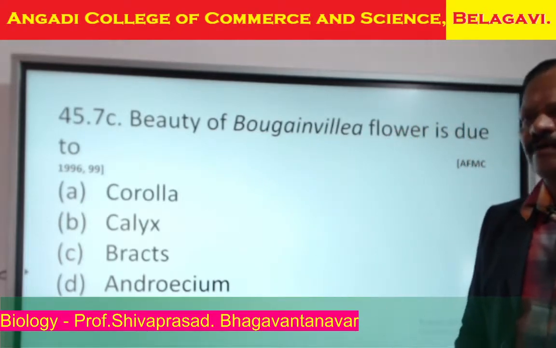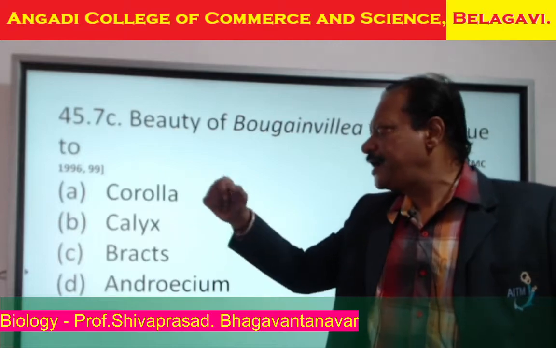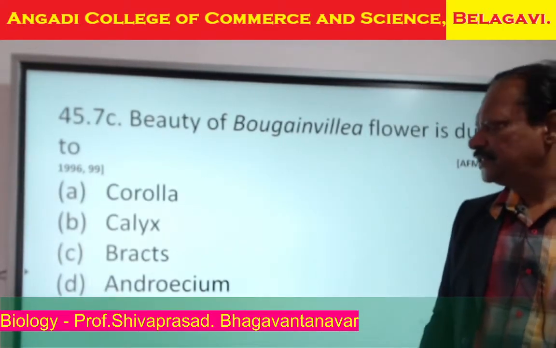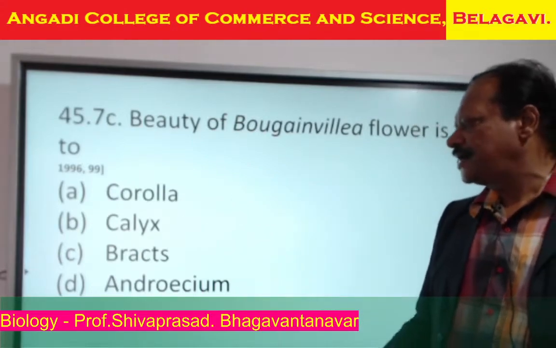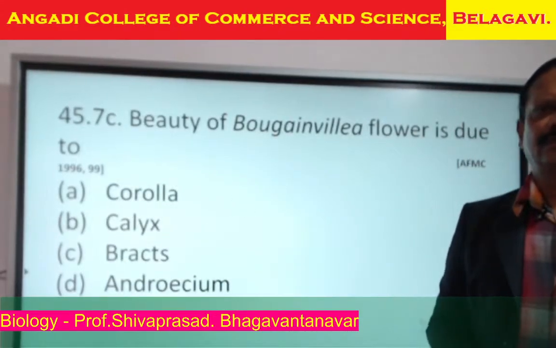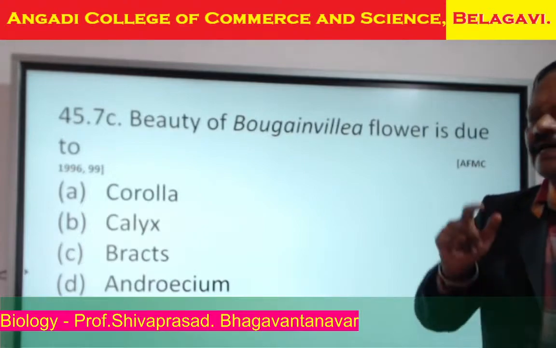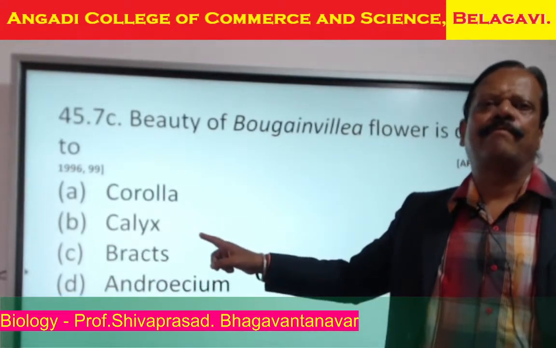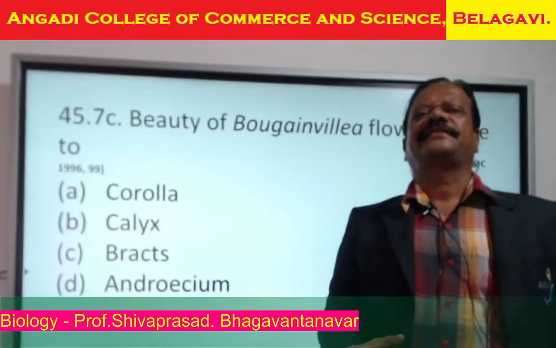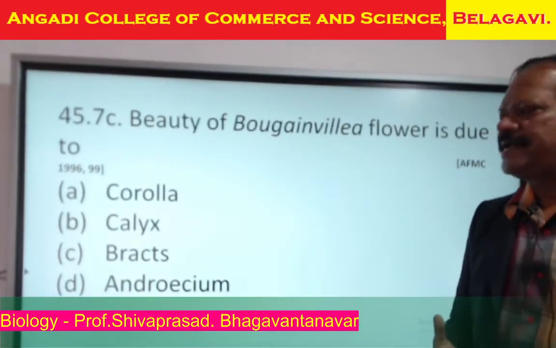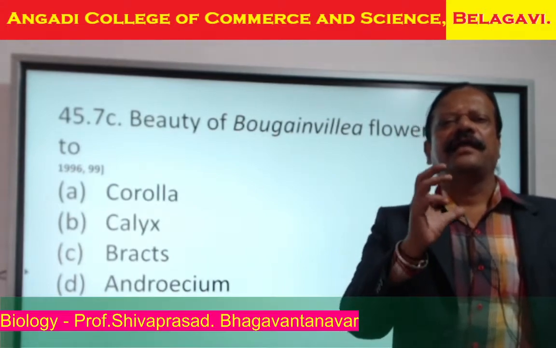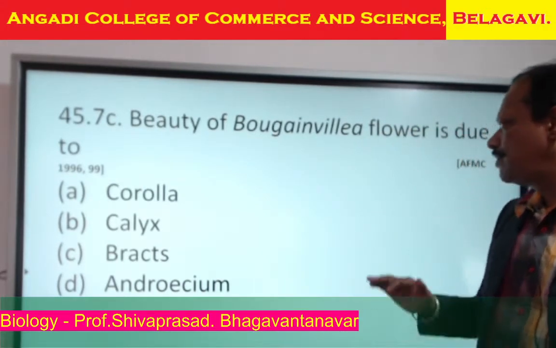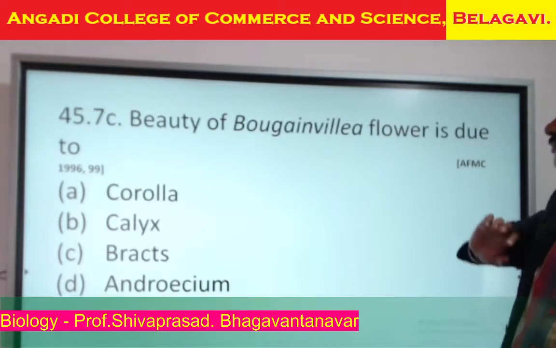We'll see here the options. A, corolla, B, calyx, C, bracts, and D is androecium. So as a result, the right answer is C, that you are calling a bract. So the bract itself is brightly colored and it is attracting like a flower. So C is the option. We'll move to the next question.